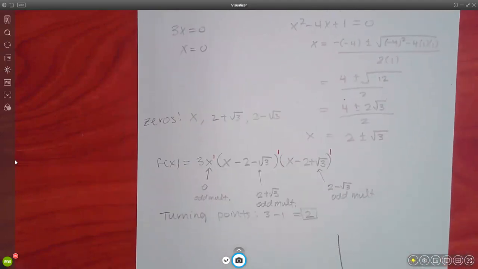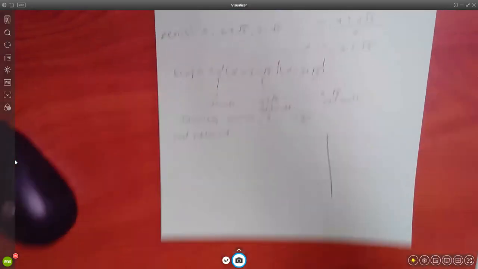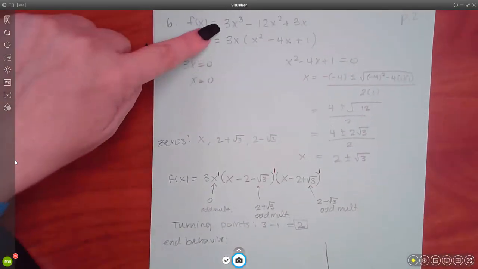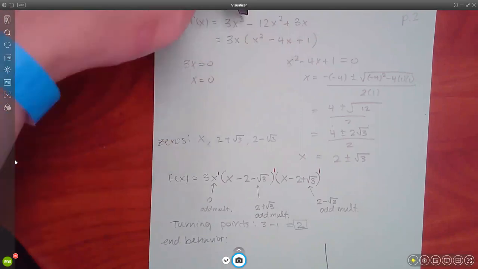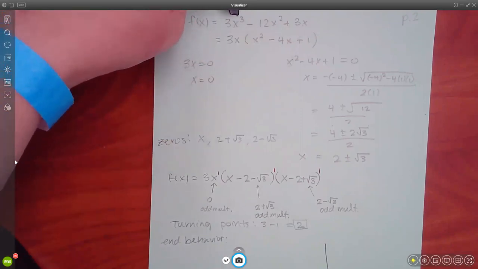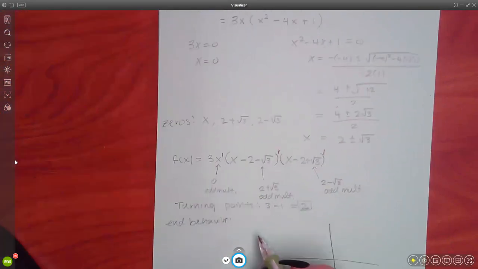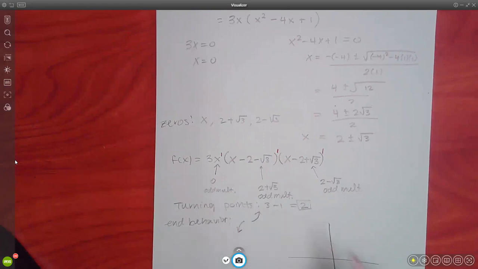What is the end behavior going to look like? I'll go back to the function real quick because I'm trying to fit it all on one screen, but it might not fit everything. Looking at that original problem, we have to look at the term with the highest exponent. What kind of behavior is it going to have? It's positive, right? But it's an odd exponent. So it should have this end behavior.